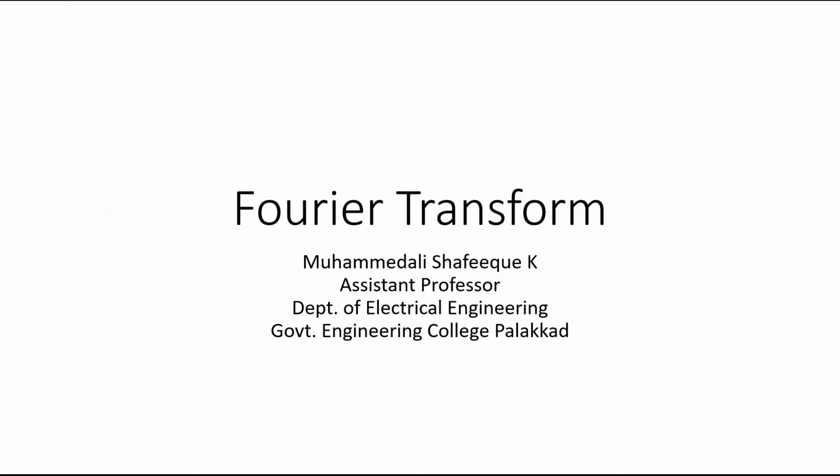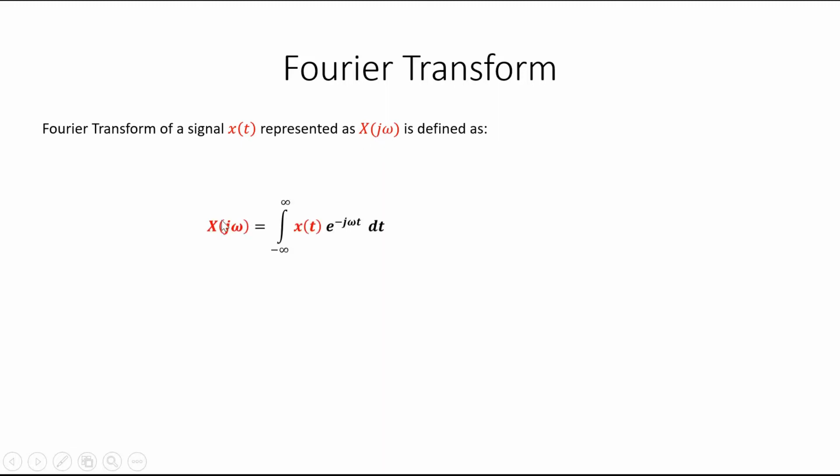Welcome all. In this lecture, we will discuss the Fourier transform. The Fourier transform of a signal x of t is represented as x of j omega and is defined as x of j omega is equal to the integral over the limits minus infinity to infinity of x of t e raised to minus j omega t dt. So, we are finding the Fourier transform of this x of t.